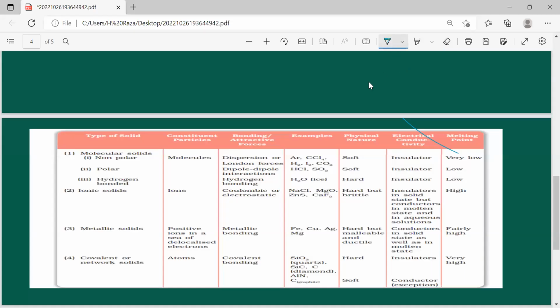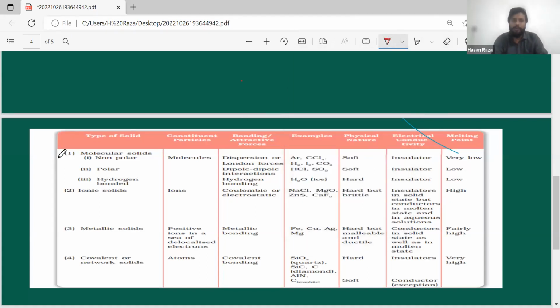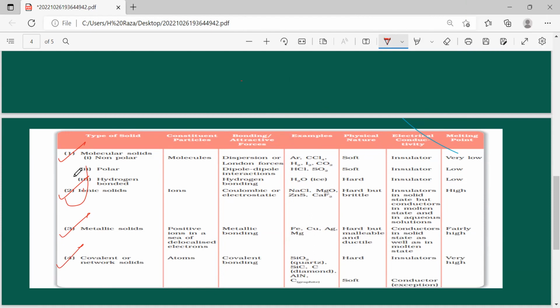See, there are four types of crystalline solid. The first is molecular solid, then ionic solid, then metallic solid, and then covalent or network solid. The common term in all of these is solid. All should be in the solid state.